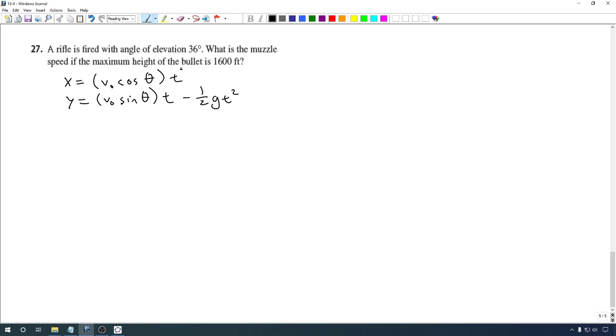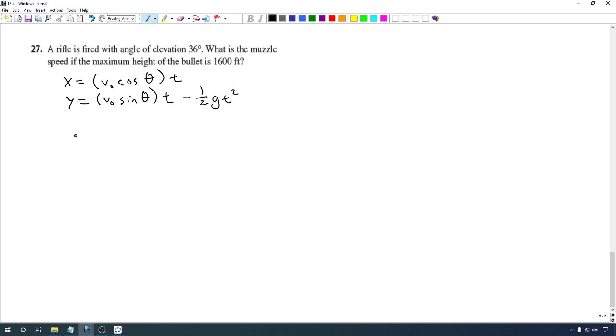Now, how are we going to figure out this problem? Well, what they give us is the maximum height. That's the maximum value for y. So we want to know what t corresponds to the maximum value for y. And that t is going to help us then find out the muzzle speed.